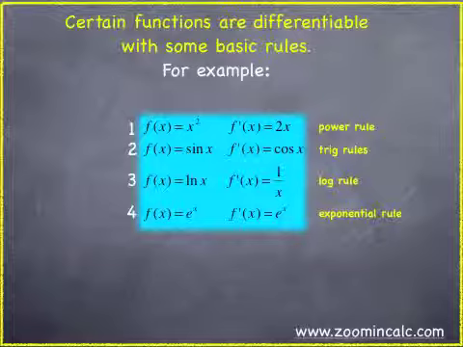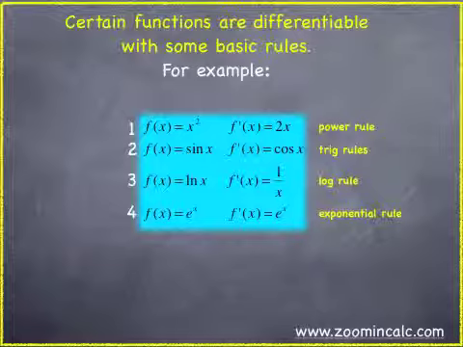In item 2, sometimes your function might be a trig function, for example, sine of x. And once you've learned the appropriate trig rules, you'll know that the derivative of sine is cosine. In item 3, if our function is in the form natural log of x, then when you take the derivative, you're going to wind up with 1 over x. And in item 4, if your function's in the form e to the x, when you take your derivative, you will also get e to the x.